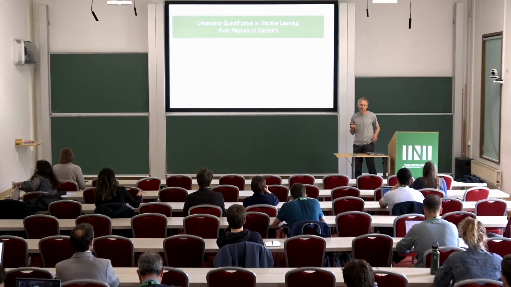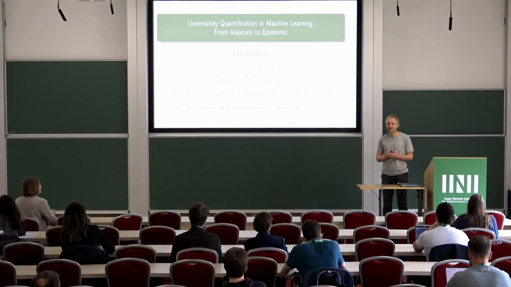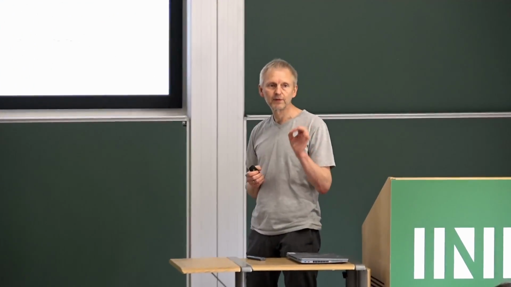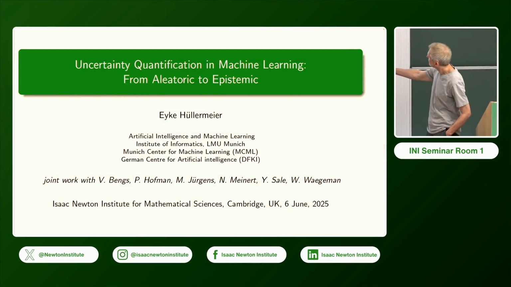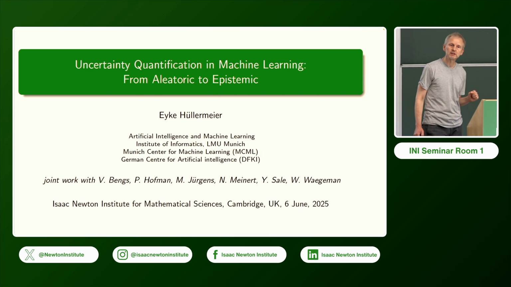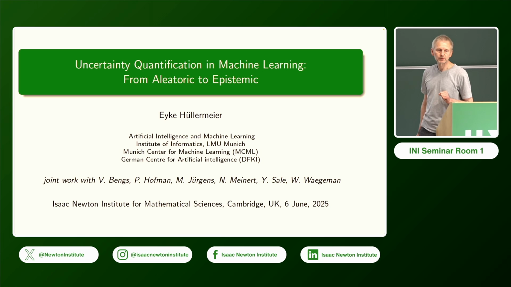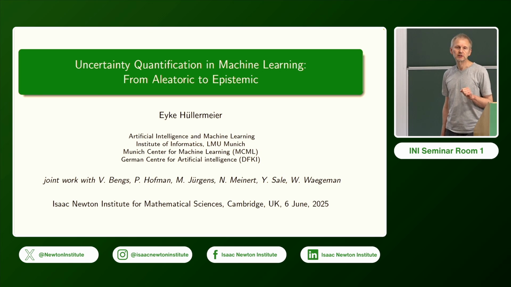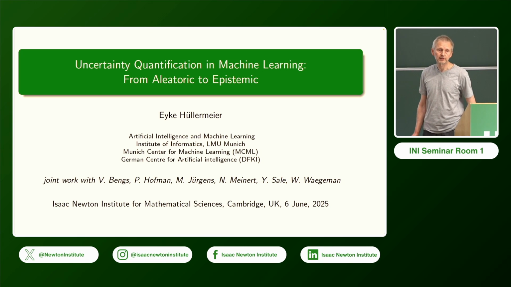So my presentation is also about uncertainty quantification, with a specific focus on this distinction between what is often called aleatoric and epistemic uncertainty in the literature, which has received quite some attention, especially in the machine learning field in the last couple of years.